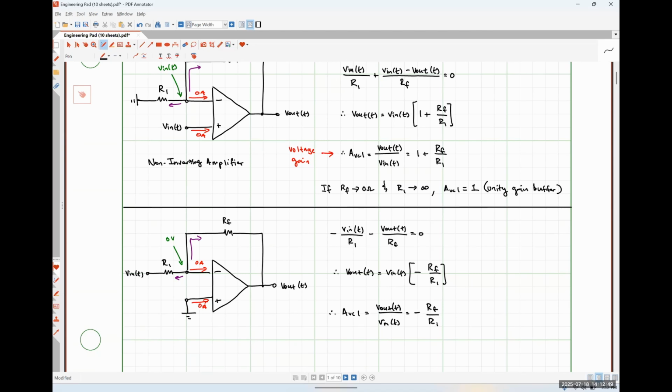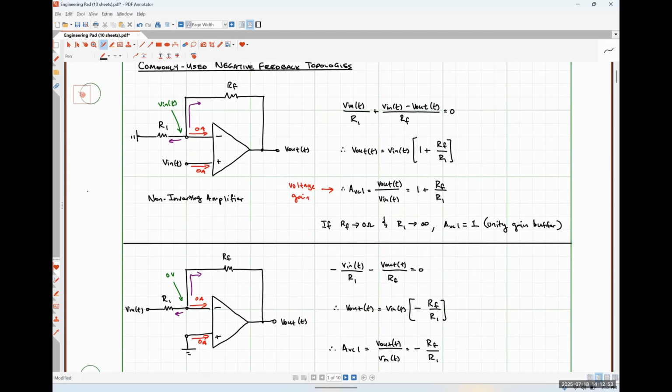would then be negative RF over R1. Okay. So if we look at these circuits, as I mentioned a few minutes ago, they are literally identical. The only thing that has changed is that we've swapped where we applied Vn and where we applied ground on the input side of our circuit. Okay. This simple change causes a pretty appreciable change in the behavior of our output signal.